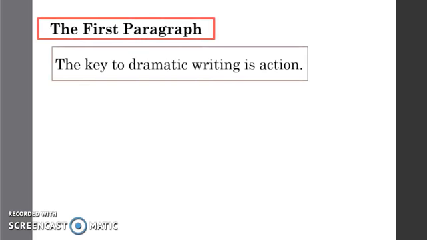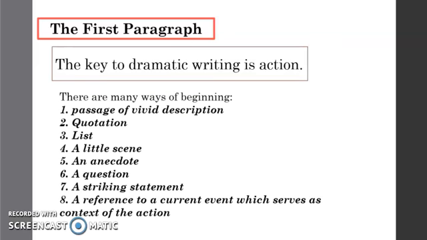And then, as for the first paragraph, the key to good creative nonfiction is dramatic writing. But the key to dramatic writing is action. There are many ways of beginning your paragraph or your story. First, you could use a passage or vivid description, a quotation, a list, a little scene, an anecdote, a question, or a striking statement, and a reference to a current event which serves as context of the action. So, you can use any of the following when you are going to start your paragraph.